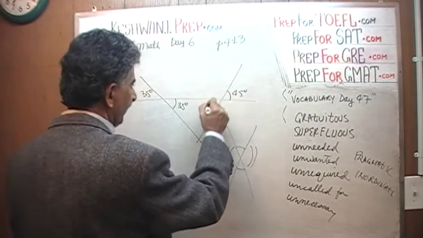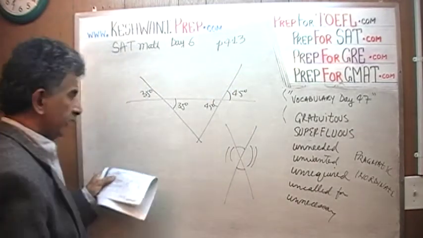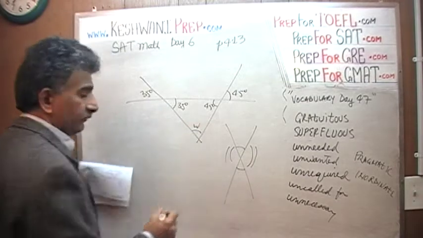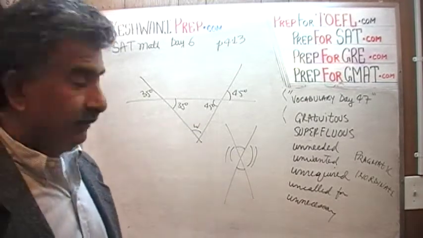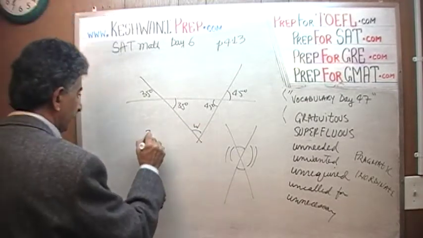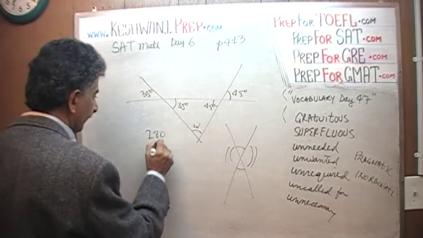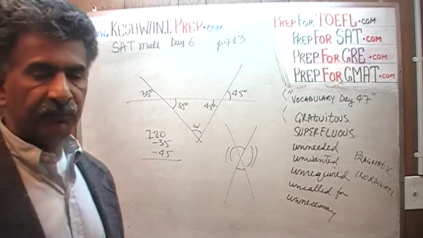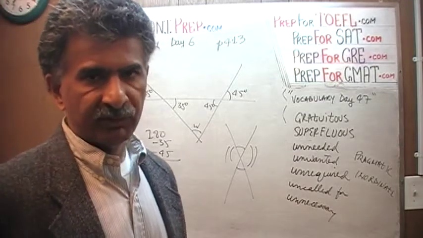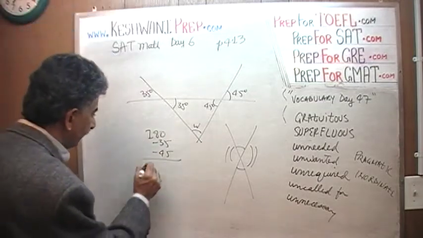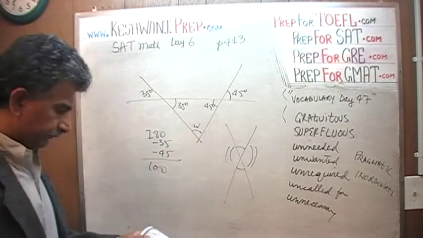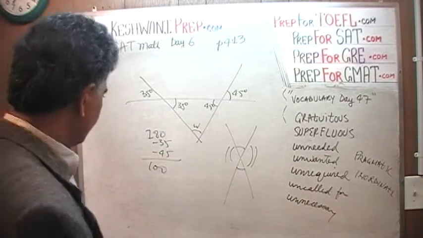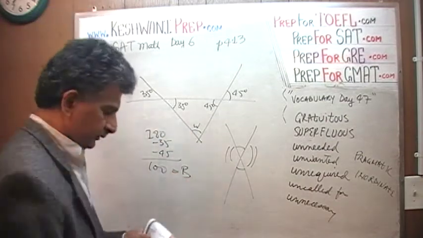This is a 45-degree angle, we are told. Again, if this is 45, then so is this one. Oh, there you go. Now we can figure out the W. Since the sum of the angles in a triangle is 180, W just equals 180 minus 35 minus 45. 35 plus 45 is the same as 40 plus 40, which is 80. Therefore, 180 minus 80 is 100. That's your W. W equals 100, which is answer choice B.